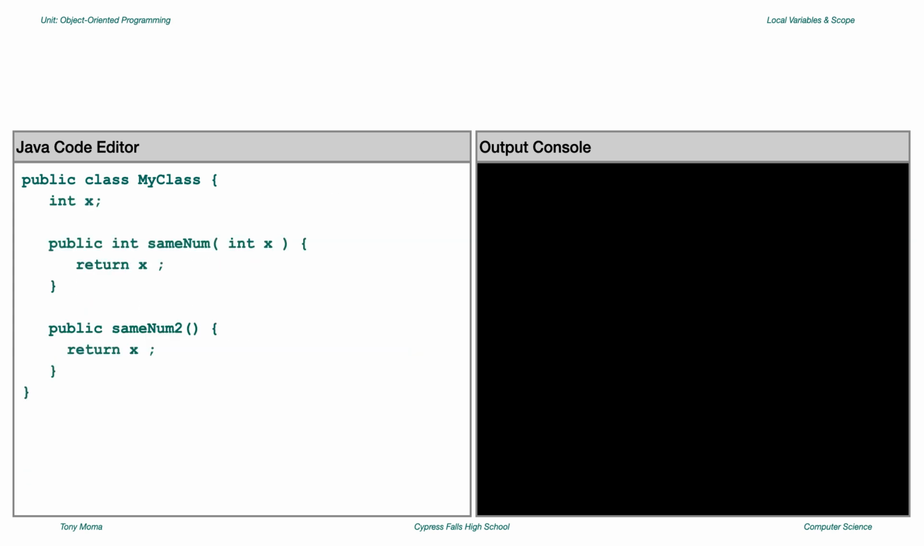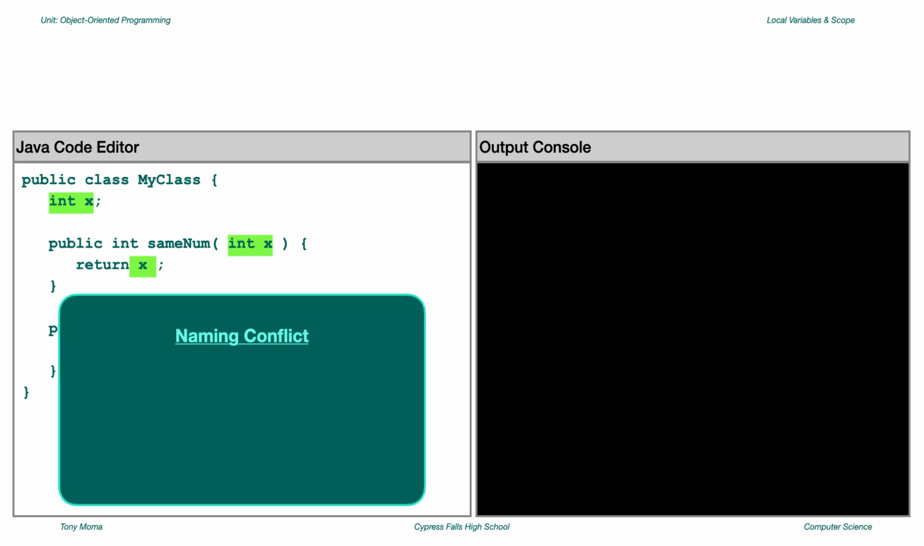Now, consider this program. Inside this program, we have an instance variable named x, a parameter named x. Then inside the first method, SameNum, we attempt to return x. And then inside the second method named SameNum2, we attempt to return x again. The question that I have for you is, for each method, which x is getting returned? The parameter x or the instance variable x?